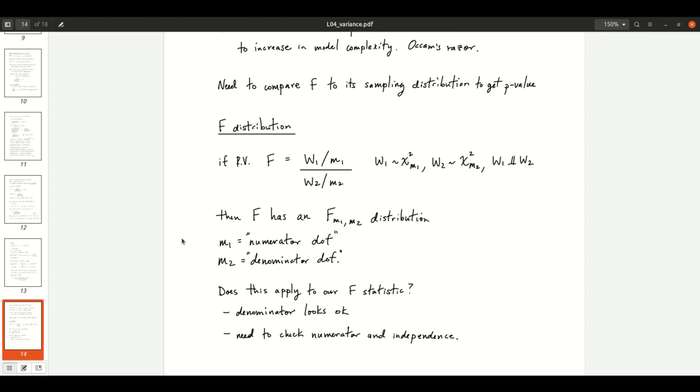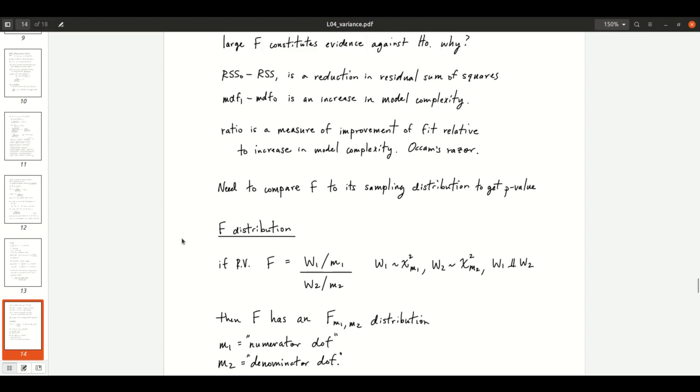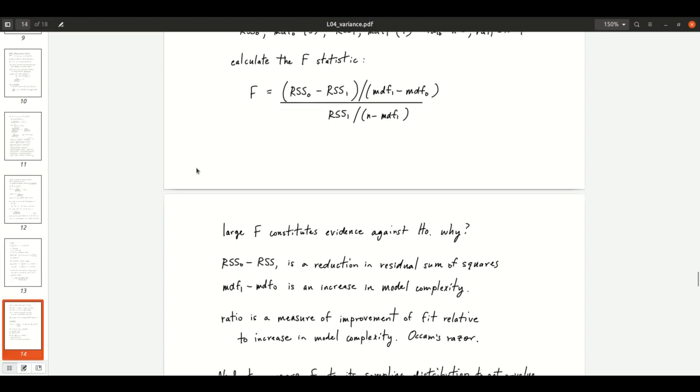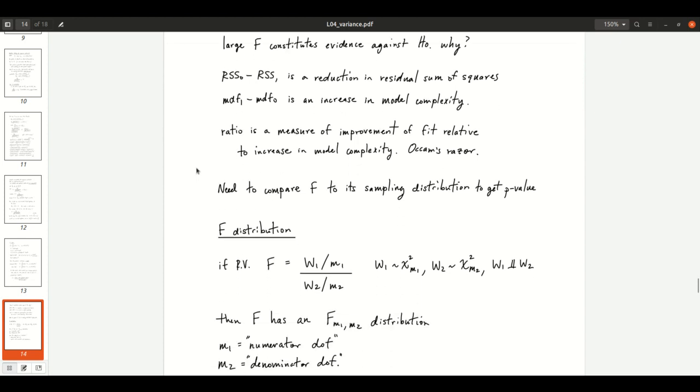Okay, so does this apply to the F statistic that we've constructed? Well, let's look at it. If we look at the denominator, this looks okay. We already know that this residual sum of squares has a chi-squared distribution, and we're dividing it by its degrees of freedom. There's some extra stuff here, a sigma squared that's hanging out, but it turns out that's going to cancel out when we actually construct it. So the denominator actually looks okay.